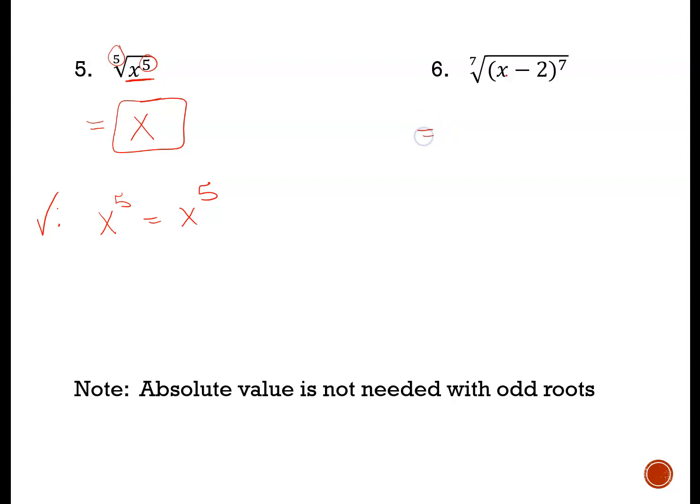Same thing here on number 6, even if it's a whole expression, if these two are the same, they basically cancel each other out, and my answer would just be x minus 2.